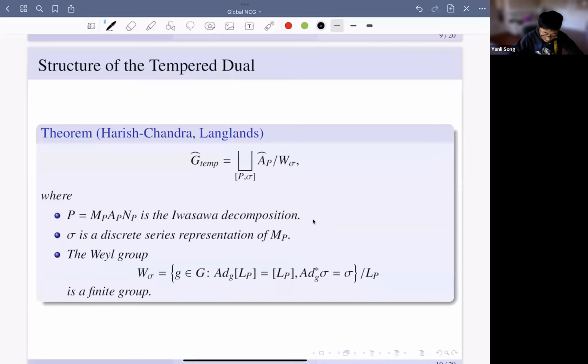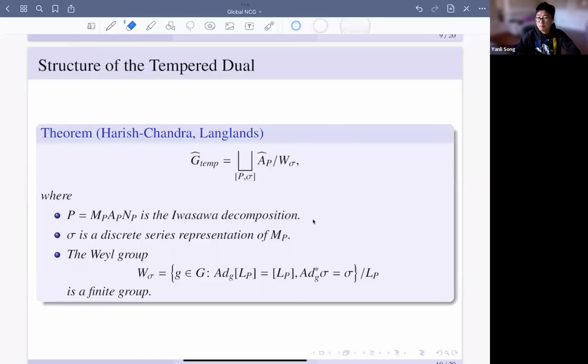The tempered dual, this is work of Harish-Chandra and Langlands, is something like this. P and sigma vary over all parabolic subgroups of G and over all discrete series representations of M, where P equals MAN is the Iwasawa decomposition as I just discussed. The Weyl group associated to sigma consists of the elements that fix the Levi factor L_P and also fix this discrete series representation of M, divided by L_P. This is always a finite group, and this group acts on A_P hat. So that is to say, this tempered dual is always in the form of a vector space divided by some finite group.